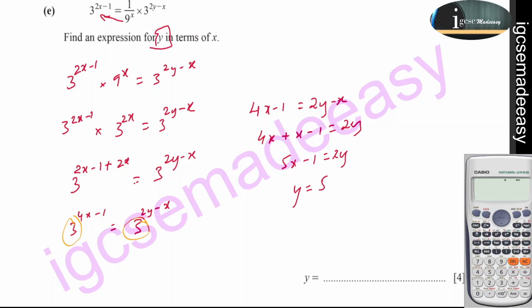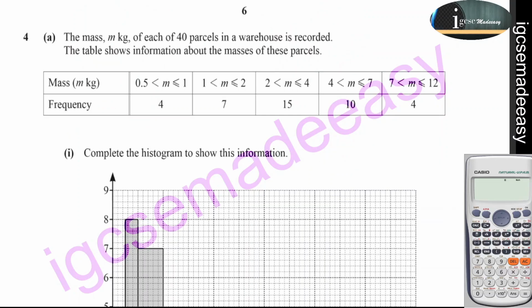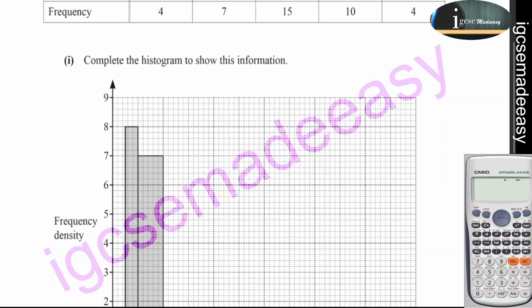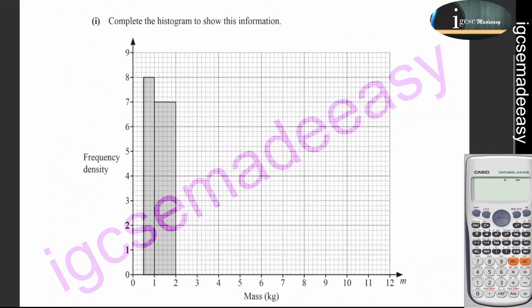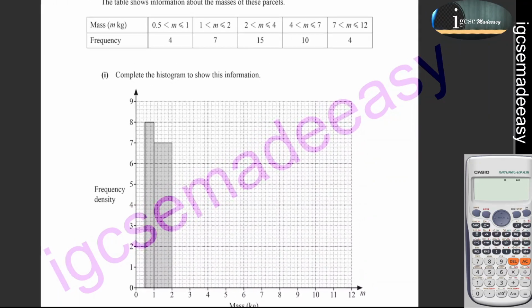So y will be equal to (5x minus 1) divided by 2. So (5x minus 1) divided by 2 will be the final answer. Question number 4. The masses m kg of 40 parcels is given, and we have to plot this frequency density table here. So let's use the table to plot this graph.